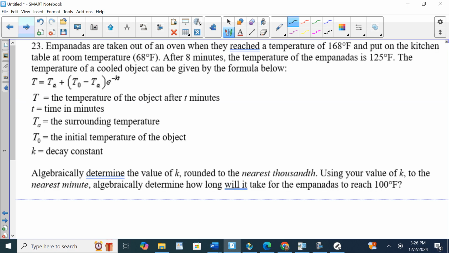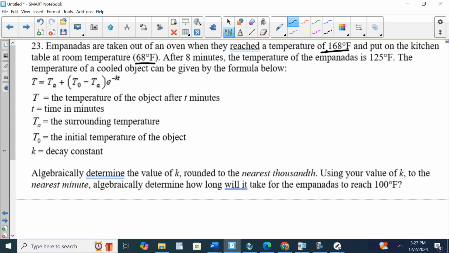This is your Newton's law of heating and cooling. The math is essentially the same as what we just did. You just have to be careful here. Read it carefully, one piece at a time. Empanadas are taken out of an oven when they reach the temperature of 168 degrees Fahrenheit and put on the kitchen table at room temperature. So they're coming out of the oven.